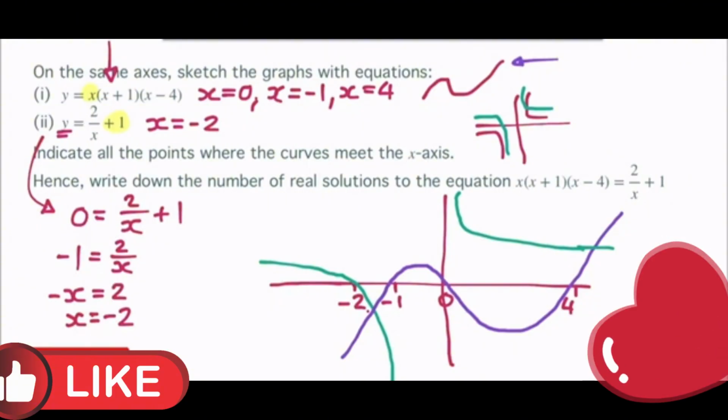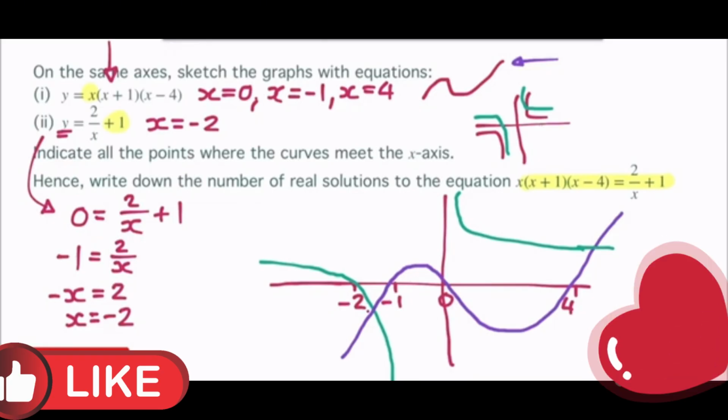But before we do that, it says here, hence write down the number of real solutions to the equation. And then what they've done here is they've just set them equal to each other. Now, if you remember from GCSE, if you want to solve two graph equations algebraically, as long as they're both y equals, you just set them equal to each other and find the x coordinate. Okay, solving them simultaneously, and then you sub the x coordinate back in to find the y coordinate.